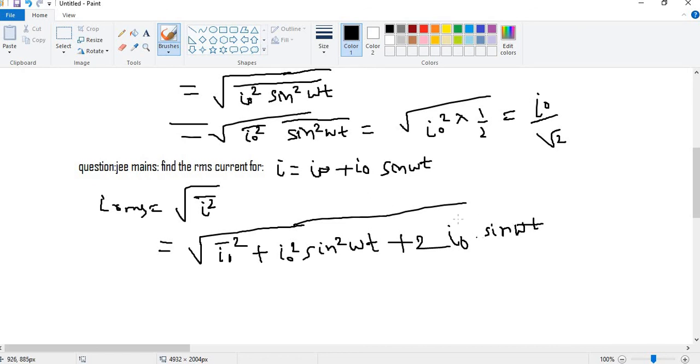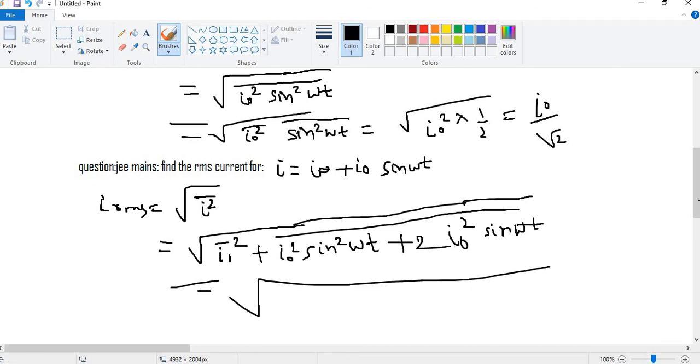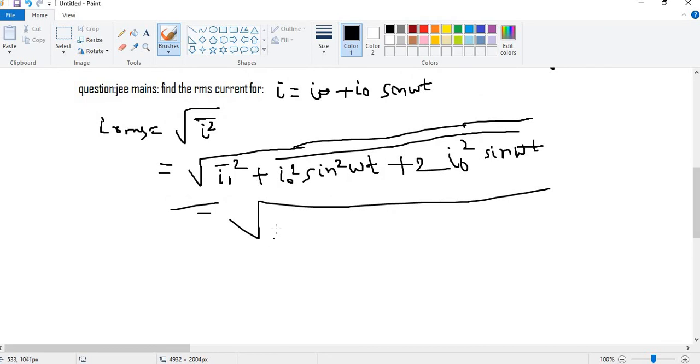So I0 into I0 sin omega t will give I0 squared. We have a mean of all the terms, so we will separate all the means, because sin and the I0 value are going to be separated. So it will be I0 squared, with a bar for the mean, and again we have I0 squared. I am going to separate I0 squared from here, and sin squared omega t I am going to separate with the mean, so mean of sin squared omega t.